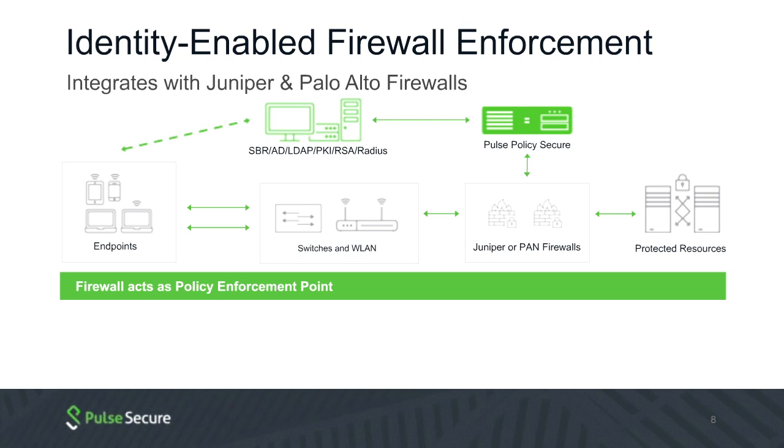Identity-enabled firewall enforcement basically uses the policy secure policy server to identify the user, identify the platform, optionally do a health check, and then make a role mapping based on all of that information. This can be done using either the Pulse client for automatic authentication, or for end devices that don't run the Pulse client, we have the option of a captive portal where users can authenticate directly. And the health checking is available in both of these use cases.